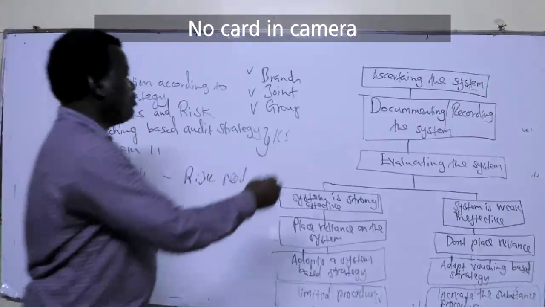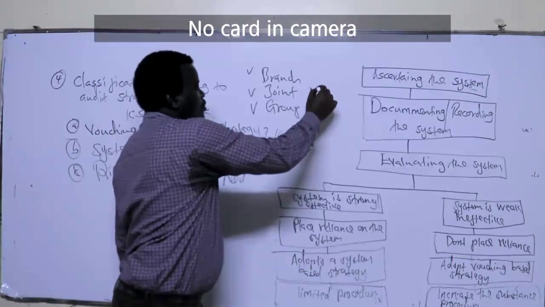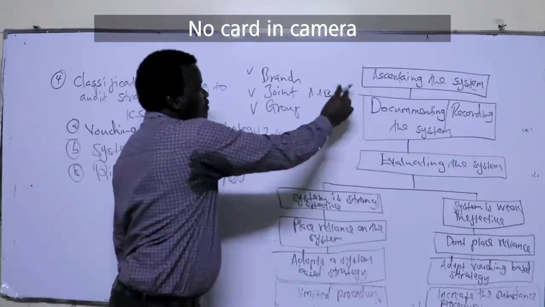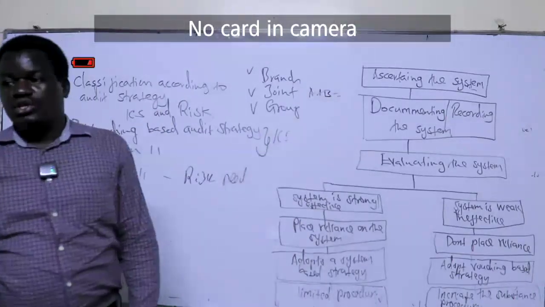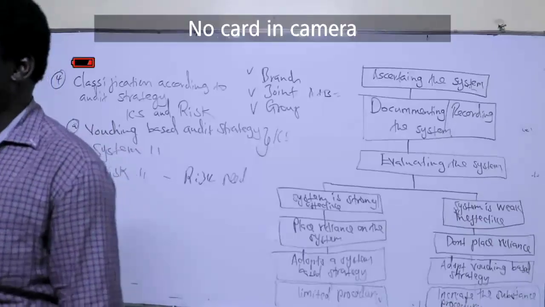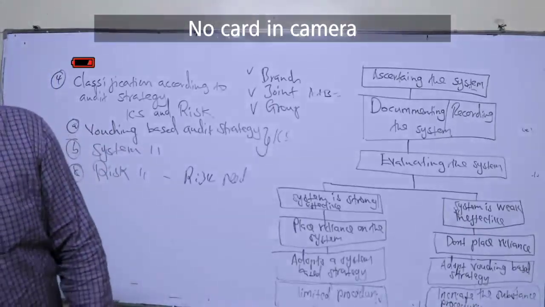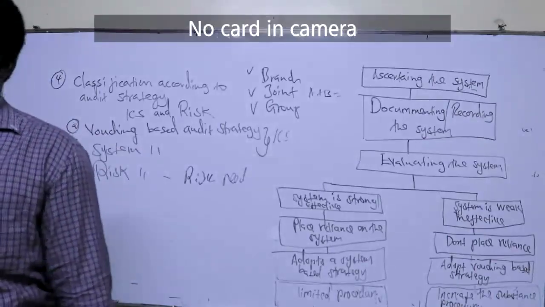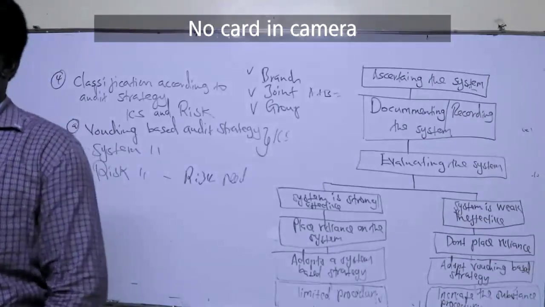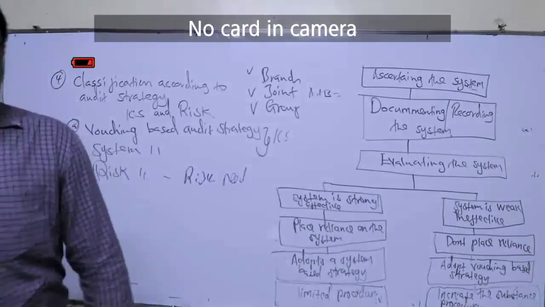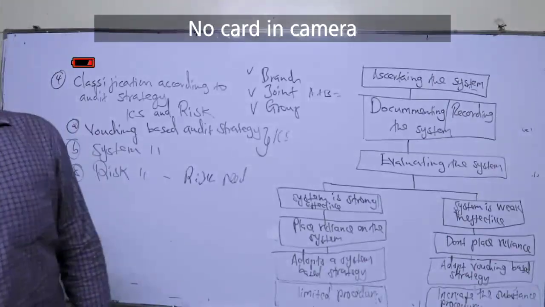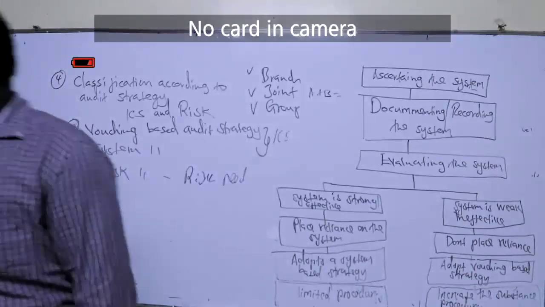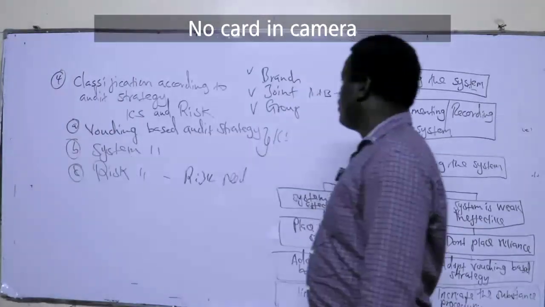You have audit firm A combining effort with audit firm B. Then they give only one report. It's a joint audit, where two auditors or more are working, then they give only one report. So which classification is that? Number 4, number 5.